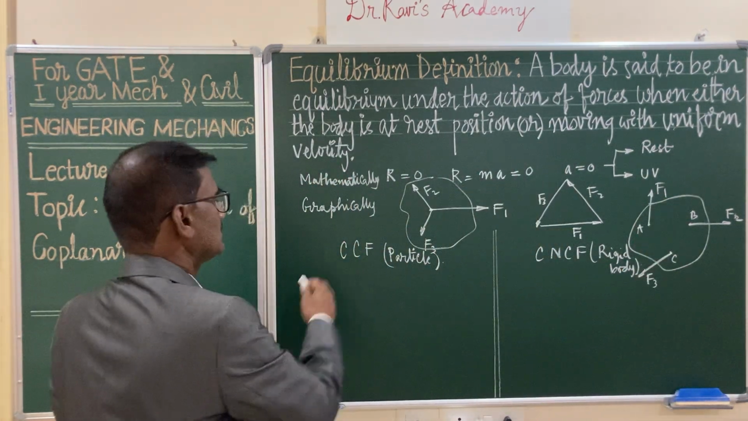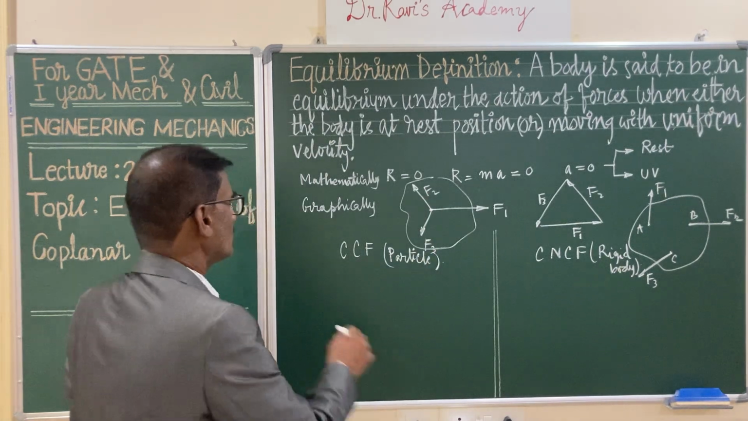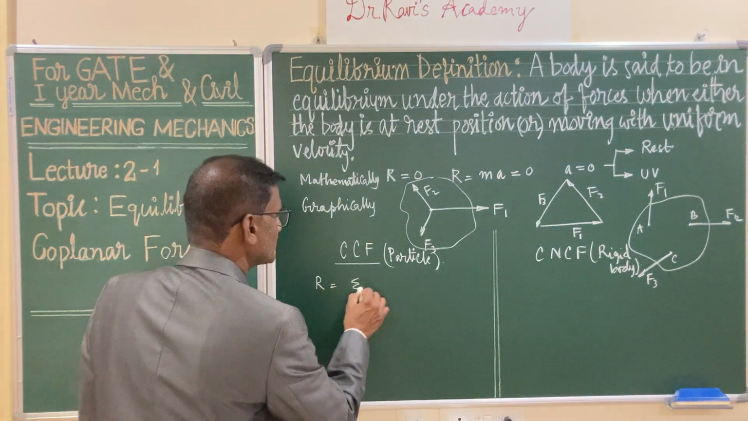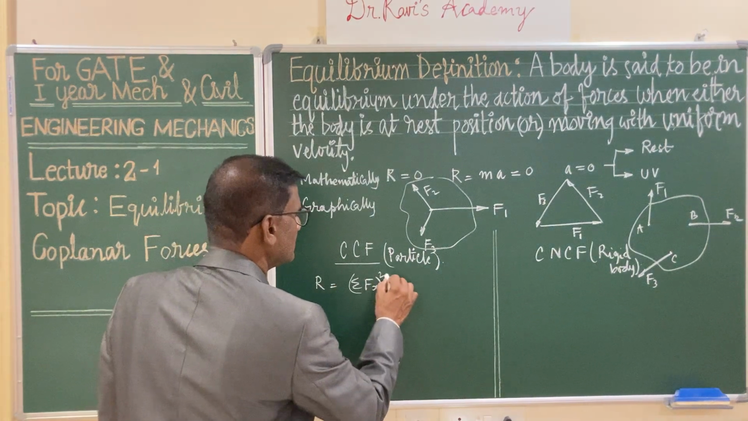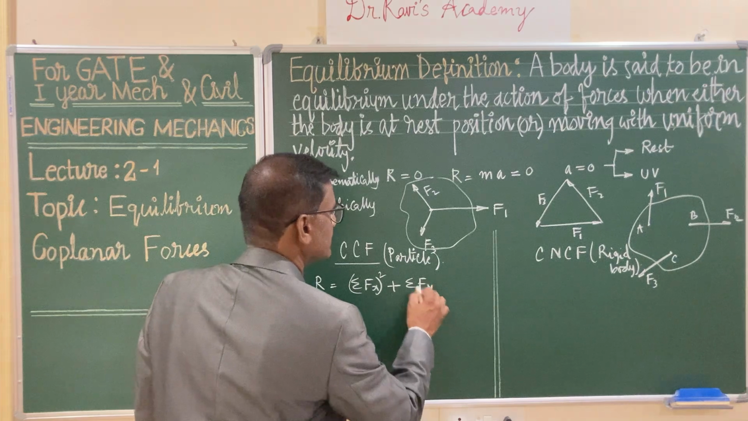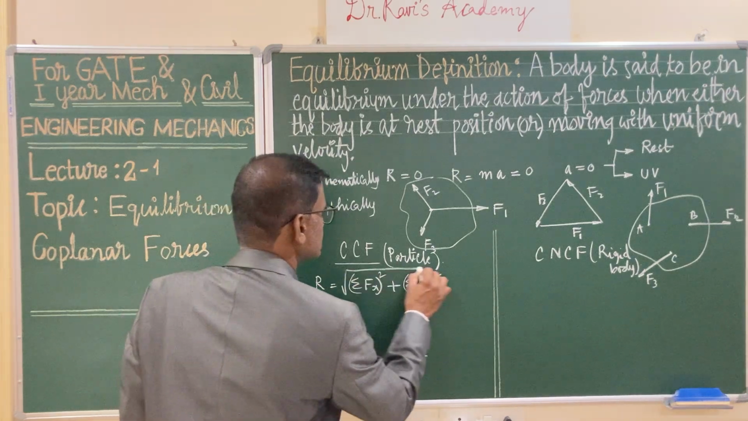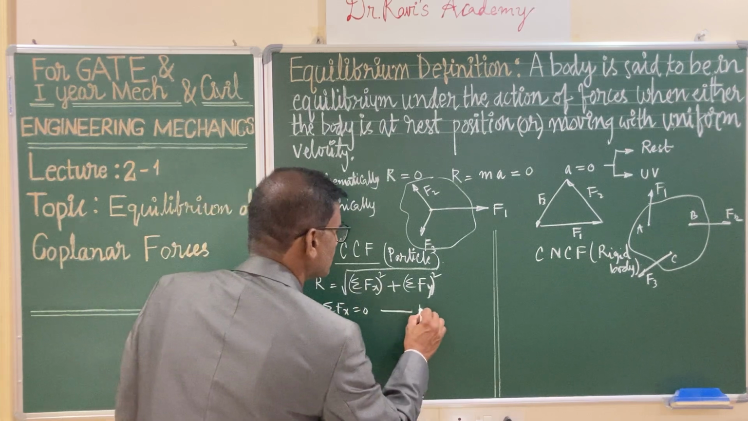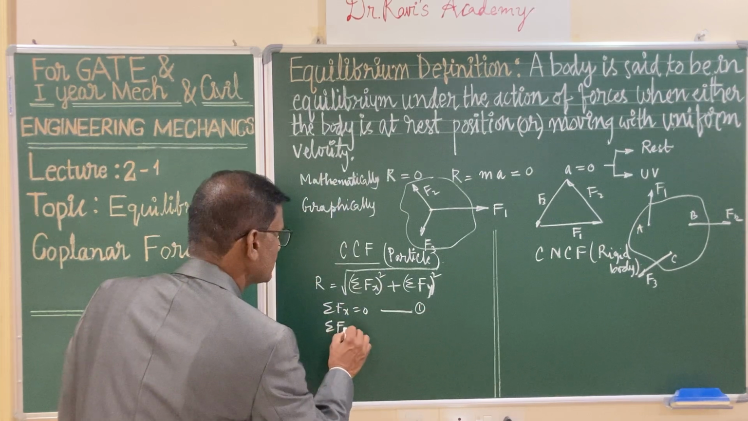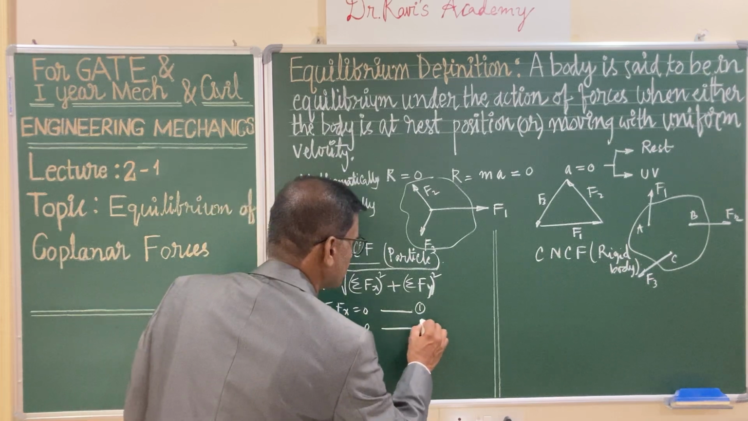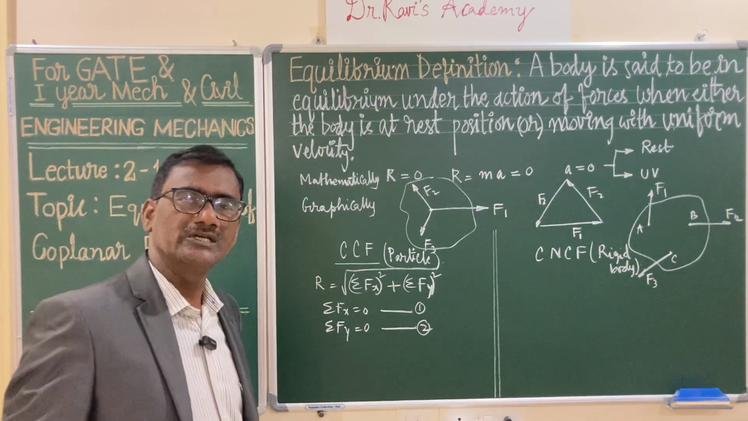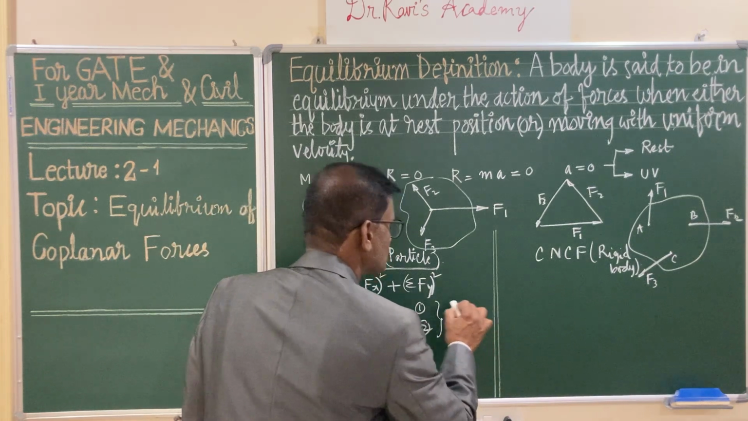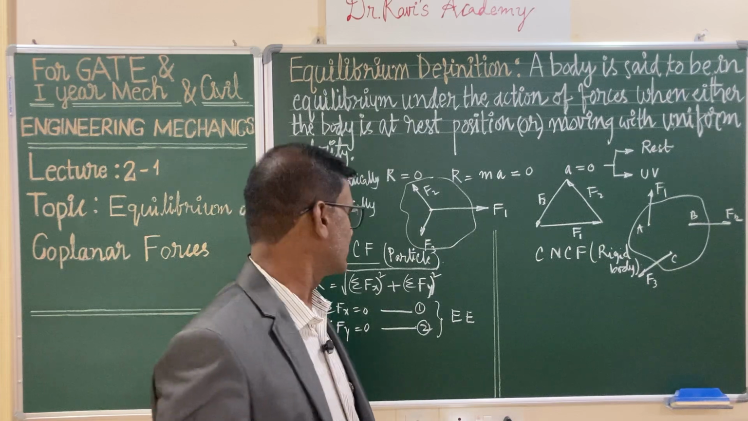And here, the moment you say that R is equal to 0 in coplanar concurrent forces, we know that R is equal to the square root of sigma Fx square plus sigma Fy square. The moment R is 0, obviously sigma Fx is equal to 0, equation 1, and sigma Fy is also 0, equation 2. That means you have two equations of equilibrium. These two are called equations of equilibrium, which is also known as the condition for equilibrium.